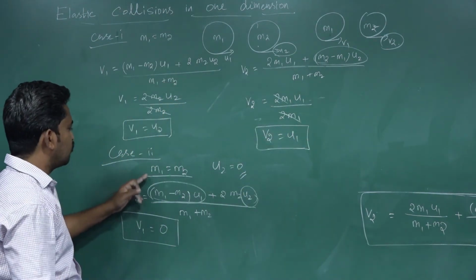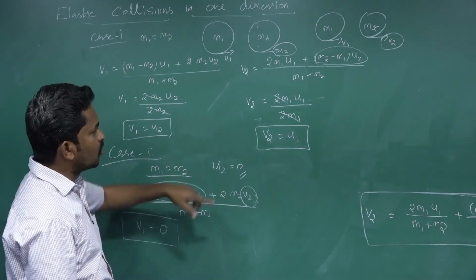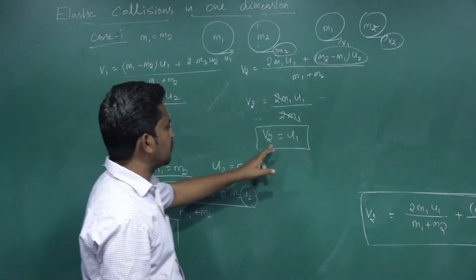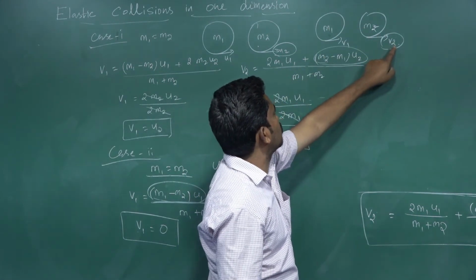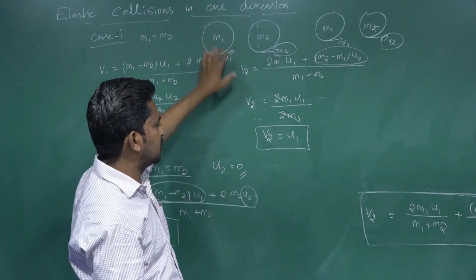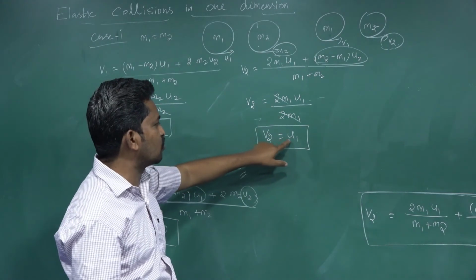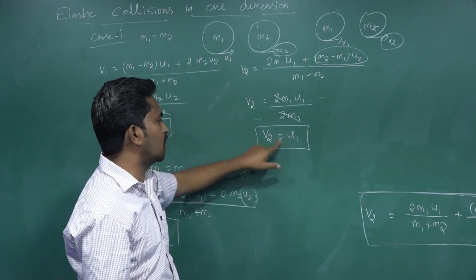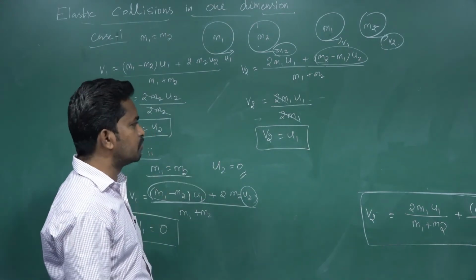In case m1 is equal to m2 and second object u2 is equal to 0, the final velocity of the first body is 0, and the final velocity of the second body is equal to u1. After collision, the velocity of the second body goes to the initial velocity of the first object, u1. So v2 is equal to u1. These two cases are very important.